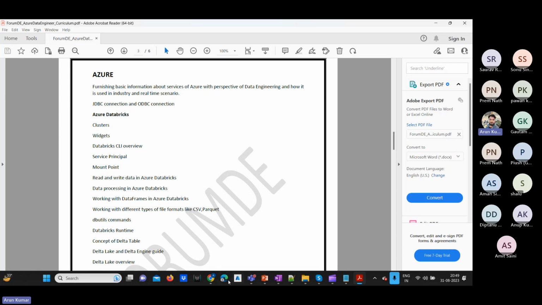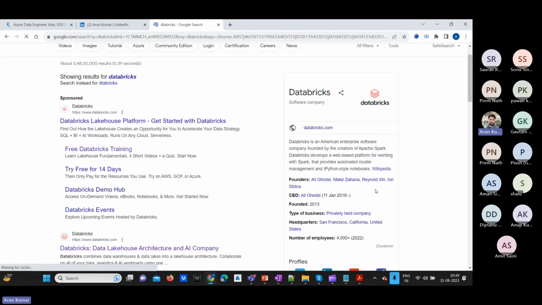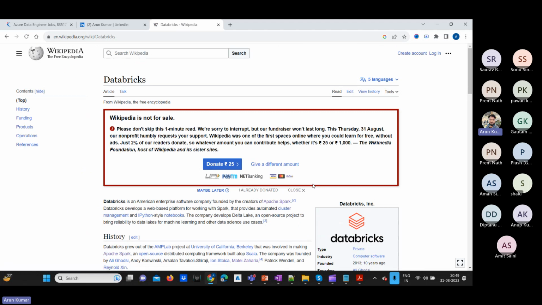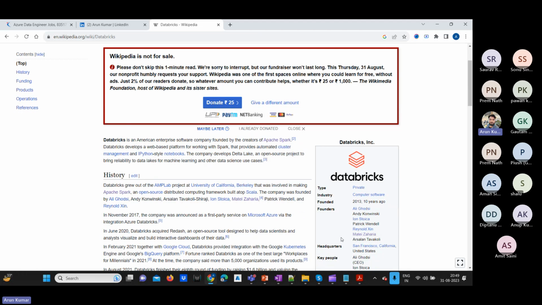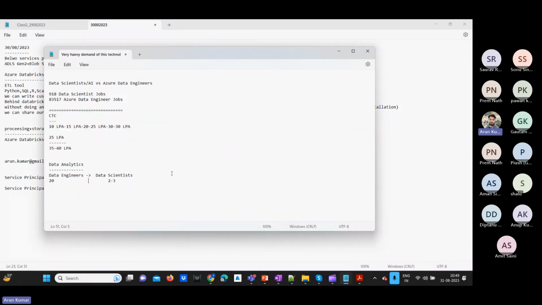Let me tell you about this Databricks. I'm not sure how many of you are aware of Spark, but Spark is the best thing right now in the market to process very big data.